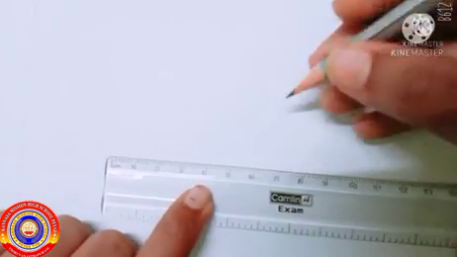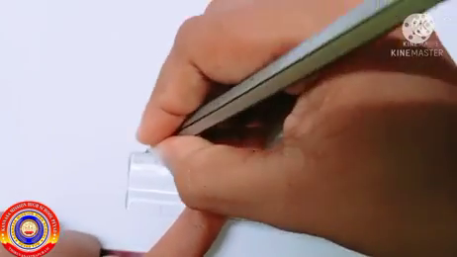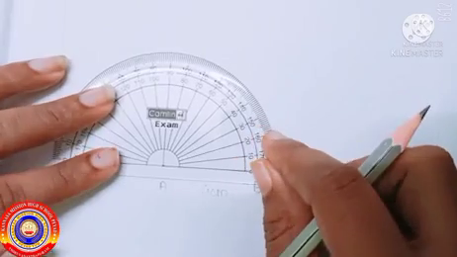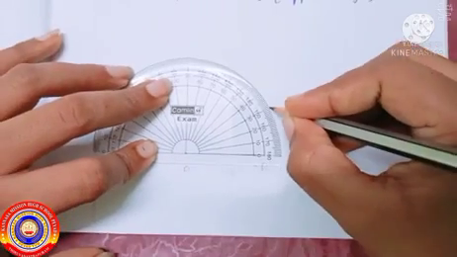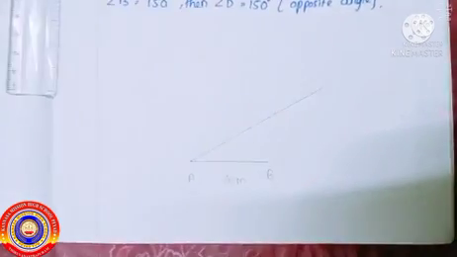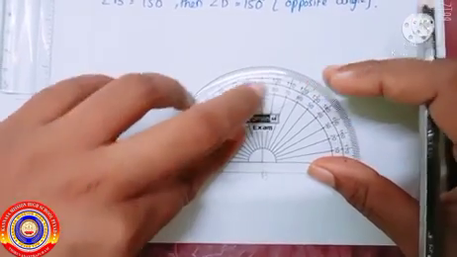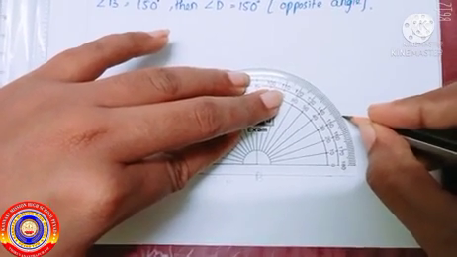Okay. First of all, draw a line 4 centimeters long and name it AB. Okay, that is, AB is 4 centimeters long. Then place the protractor at the point A, measure an angle of 30 degrees and draw a line. Then place the protractor at the point B, measure an angle of 150 degrees and draw a line.